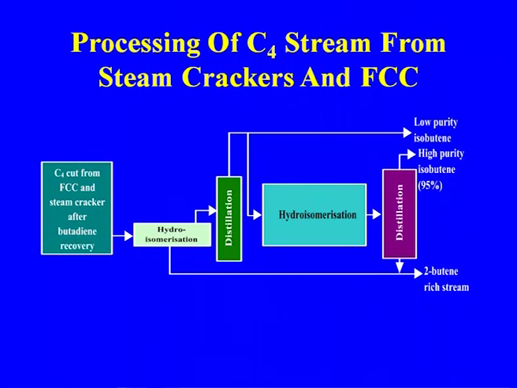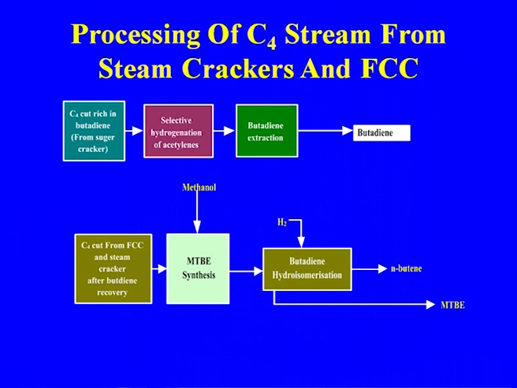So what normally happens is you will have to combine the C4 stream after separation of the butadiene or the butene, and then it will go to the final separation of the various products, low purity isobutene and high purity isobutene. So hydrodeacetylation is there. This is the process that can be used for the 2-butene. Similarly, this is the process which I discussed about the butadiene: selective hydrogenation of the acetylene, butadiene extraction, and then the butadiene.